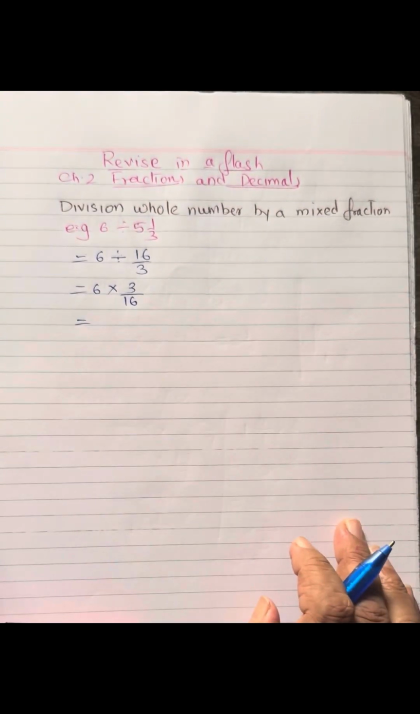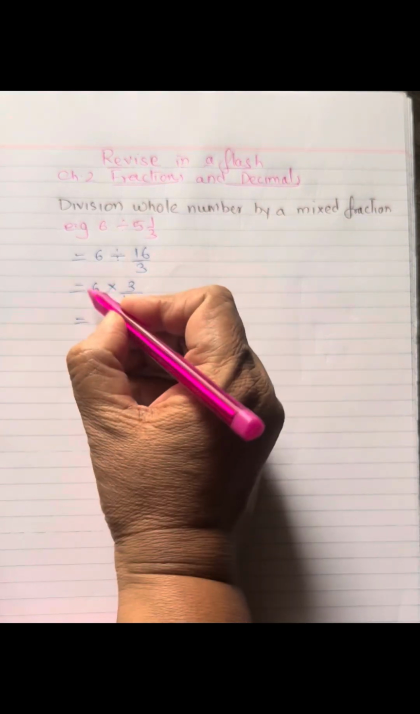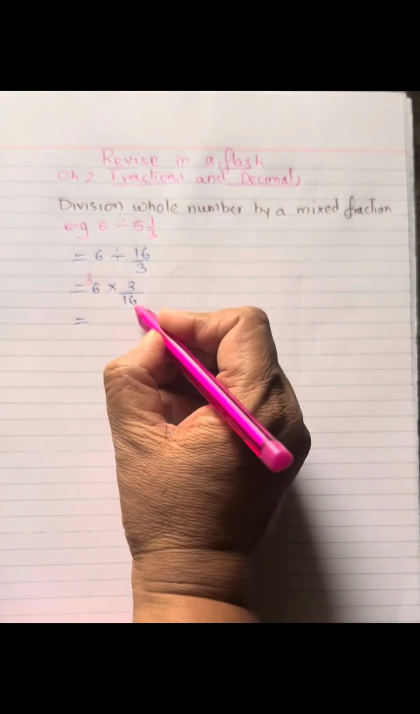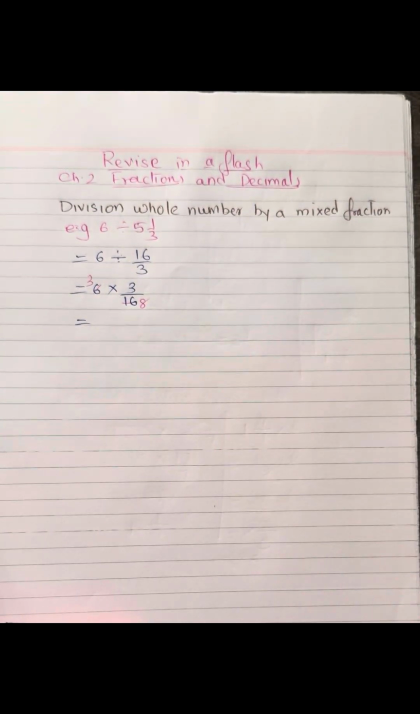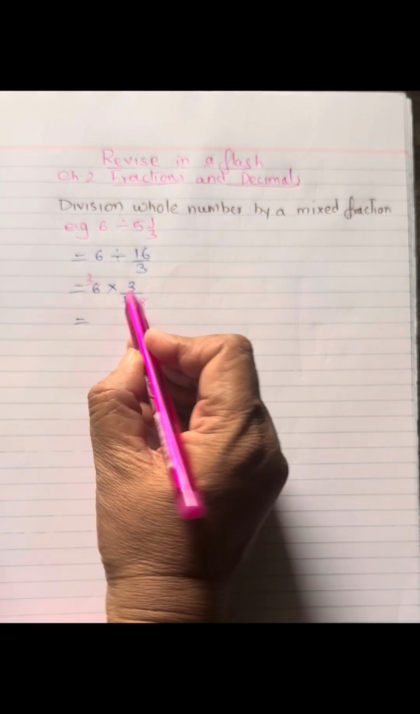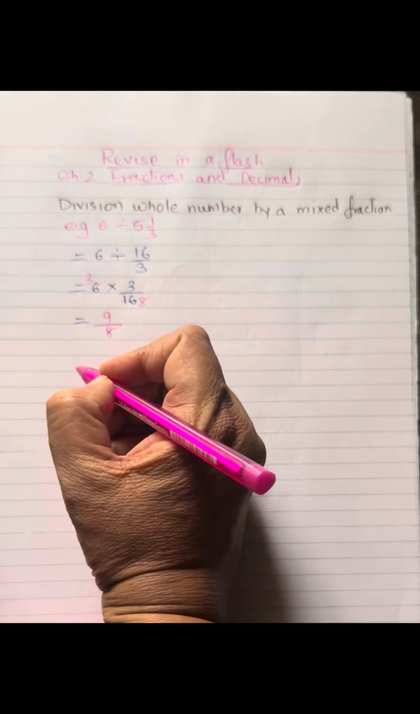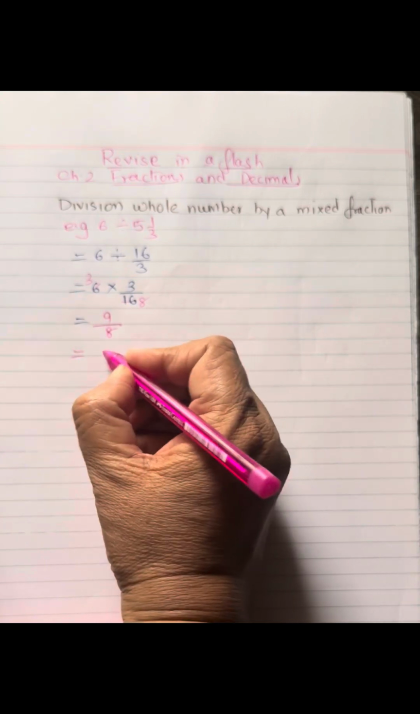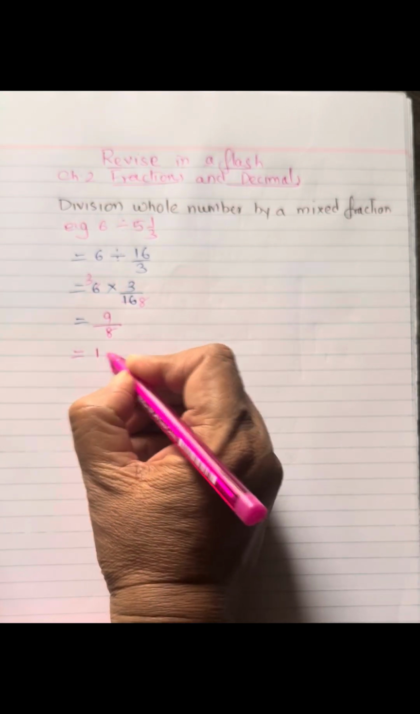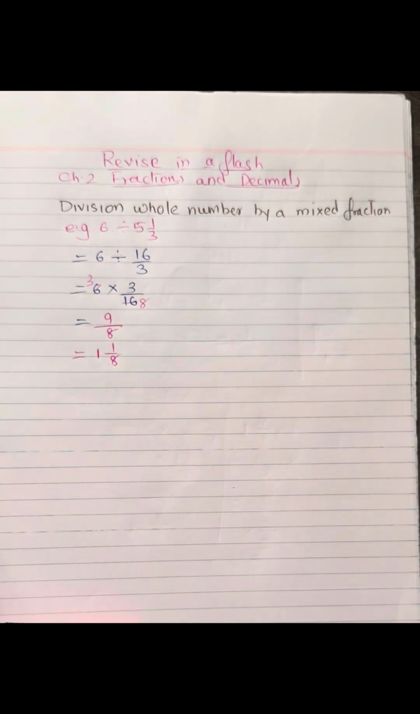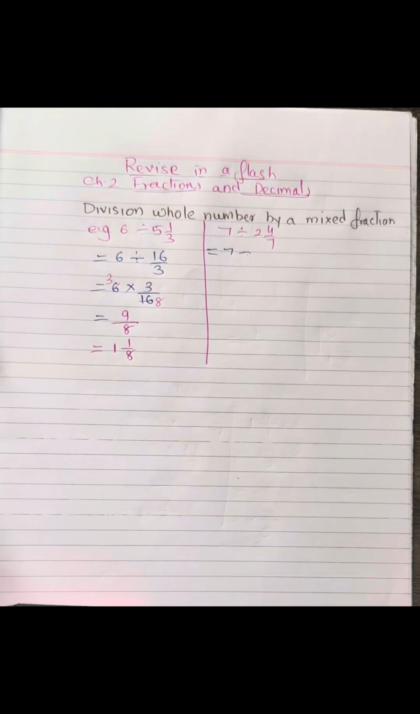Now see if there is something common. We can see here 6 and 16 both are even numbers. So 2 3s are 6, 2 8s are 16. Okay, now what is left is 3 3s are 9 in the numerator upon 8. Right? So it's an improper form. Convert again into mixed form. So 8 1s are 8. So 1 whole 1 upon 8 is the answer.